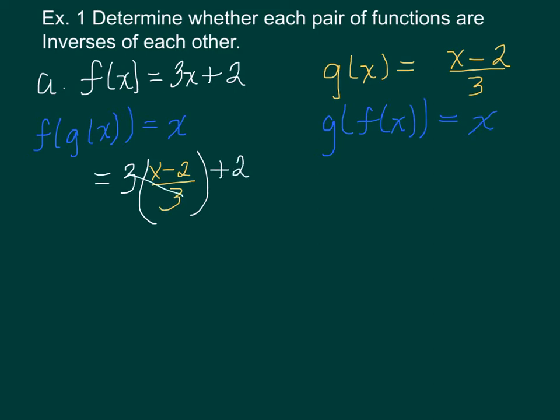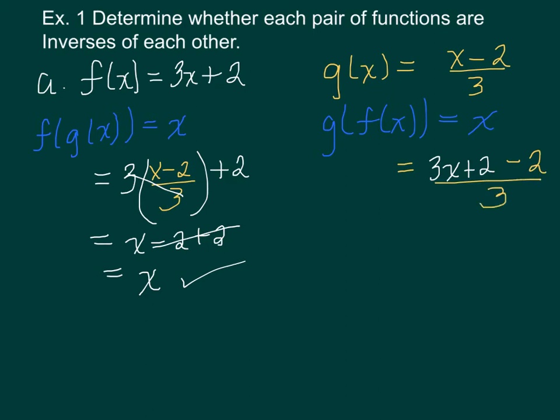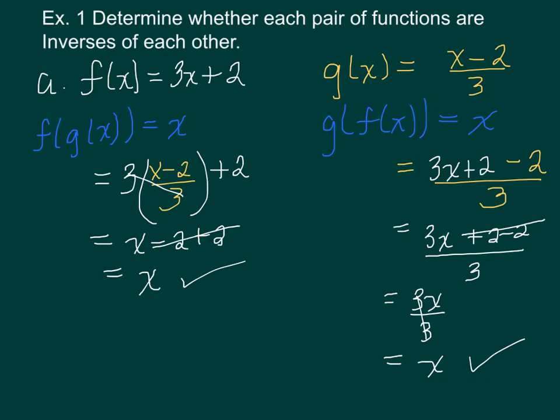So over here, my 3's cancel. And you're left with x minus 2 plus 2. The 2's cancel, and there you verify that side. Okay, over here, we're going to plug f inside of g. So it'll be 3x plus 2. So that's the f. And it's still minus 2 all over 3. Now, it's very important that you do the numerator first. So the 2's will cancel. And then you're left with 3x over 3. The 3's cancel. And if both work out to equal x, then you can say, yes, they are inverses.